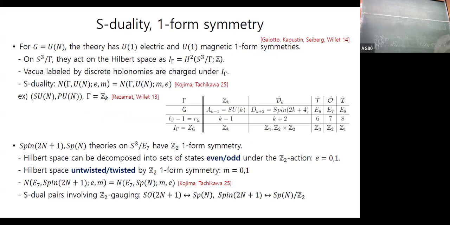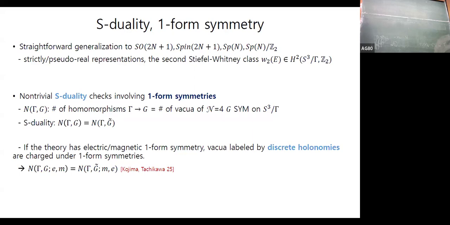But this is a bit fast. Can you go back to the previous slide? I want to understand this again. You change G to G tilde, the S-dual group, and also exchange the electric and magnetic symmetry. N is this number that we are talking about? Yeah, the number of vacua. E and M are one-form symmetries. So the number of vacua whose charges are E and M corresponds to the number of vacua for the S-dual group whose charges are M and E. And gamma is unaffected. Yes, gamma is not.